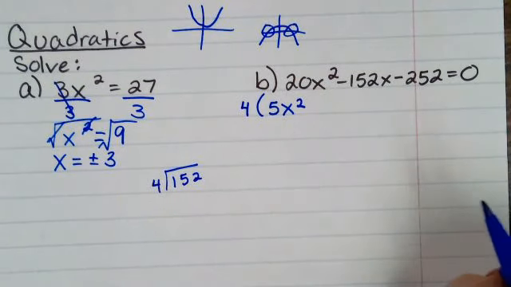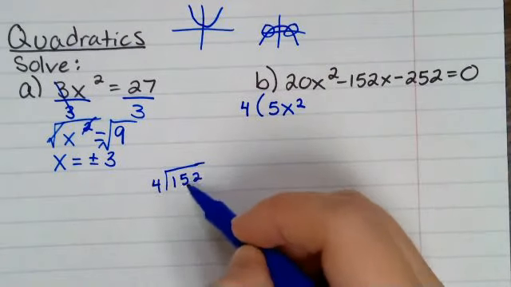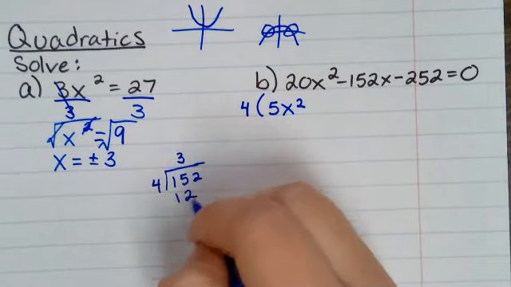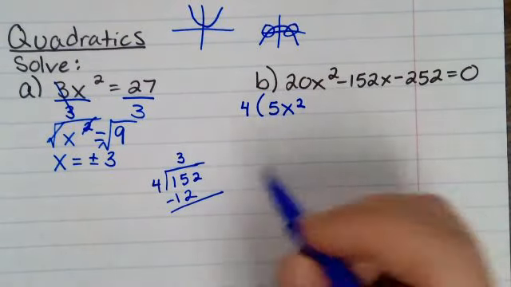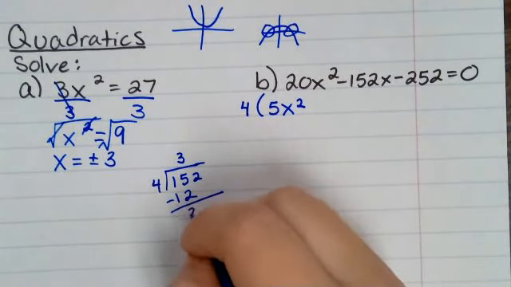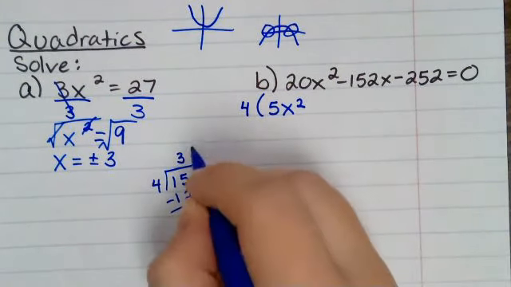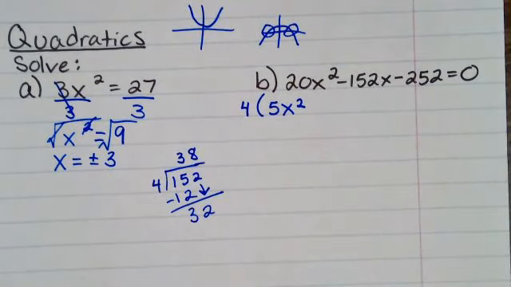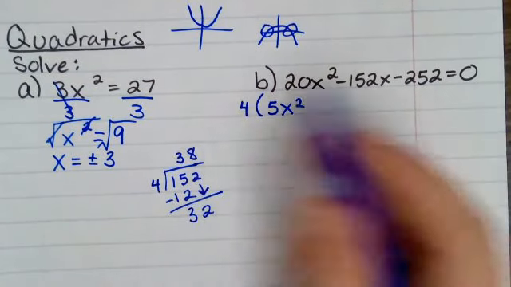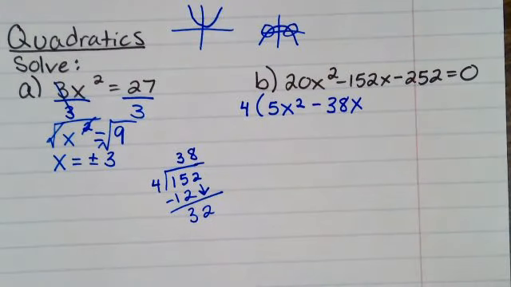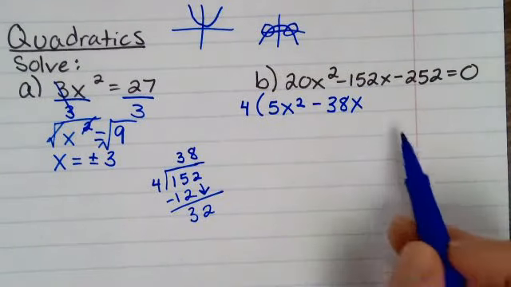I'll review this one pretty quick with you guys, just in case you've forgotten how to divide by hand. 4 goes into 15 3 times. 3 times 4 is 12. Then we subtract. 15 minus 12 is 3, and we bring down this 2. 4 goes into 32 8 times evenly, so there's nothing left over, and we have 38x for that middle term. All right, you can do something similar with the other one, the 252.